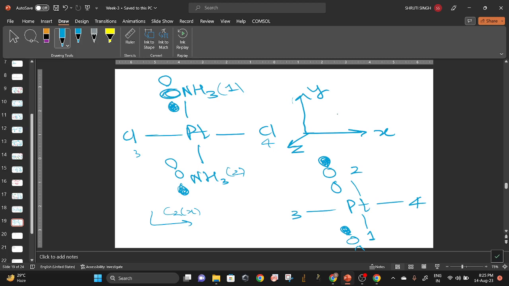So after C2x, what will happen? This will be x, this will be y, which becomes minus, and z is on this side, it will go to that side. This becomes minus. Okay. So that's why I'm writing the matrix 1, minus 1, minus 1.